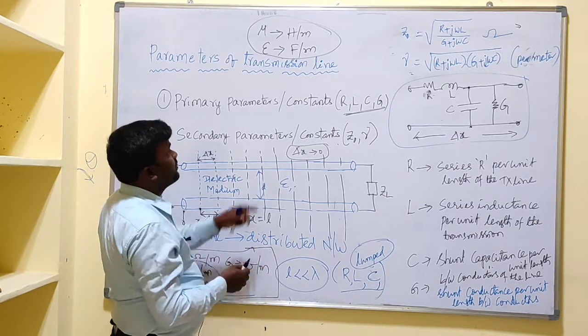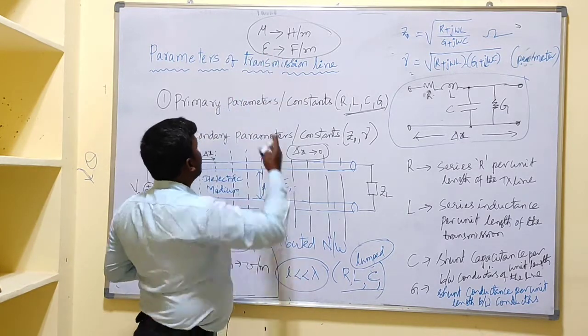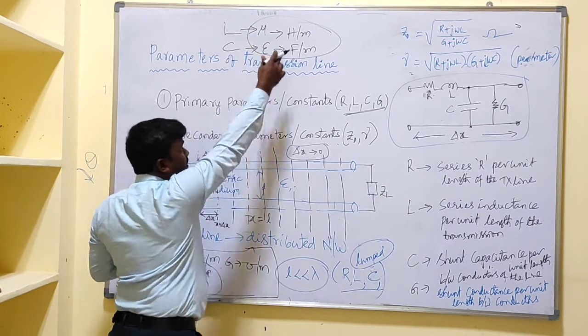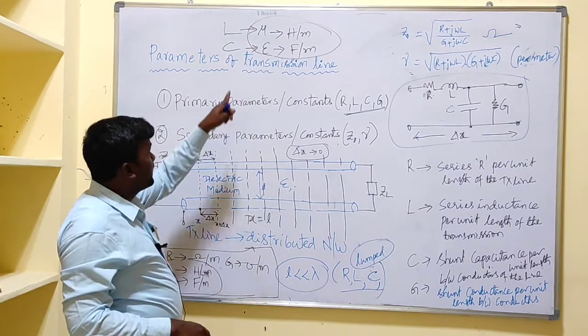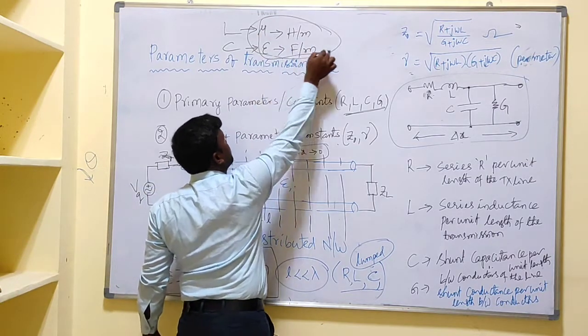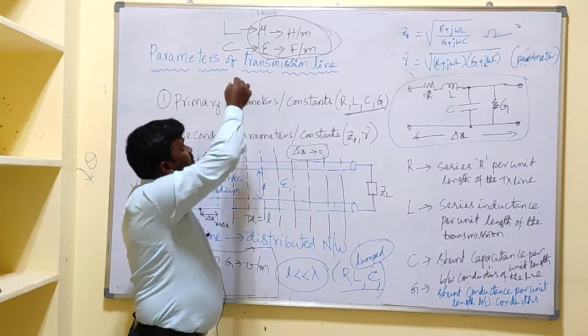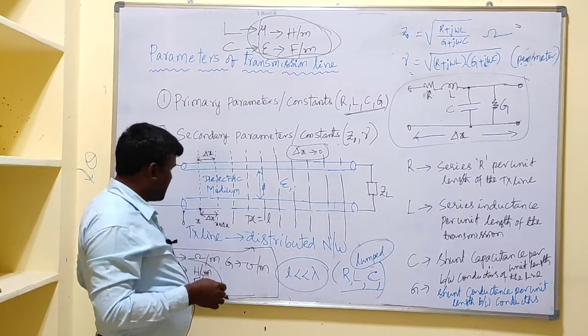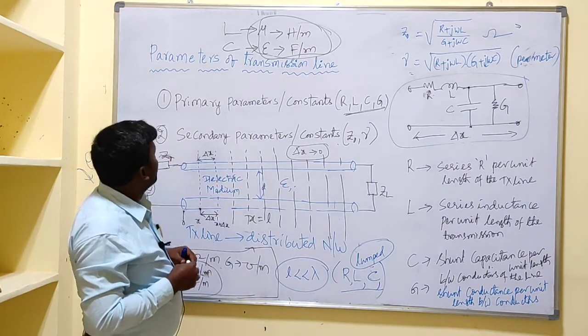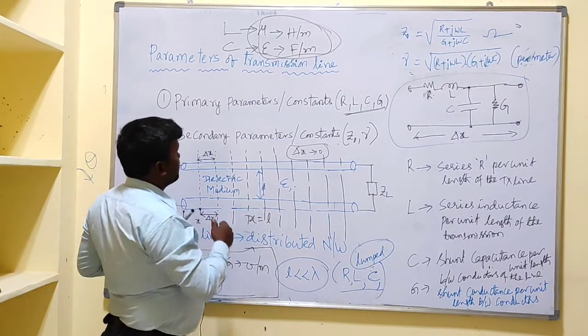Mu and epsilon are similar to L and C. The units of mu are Henry per meter, and epsilon is Farad per meter. In case of wave propagation, we discussed this mu and epsilon, which are medium parameters, whereas line parameters are L and C. In this video, we will discuss transmission line equations.